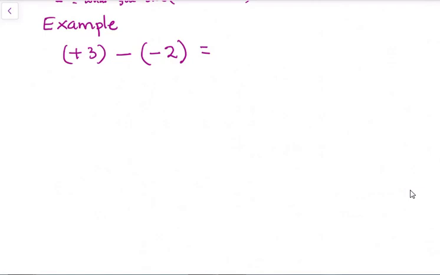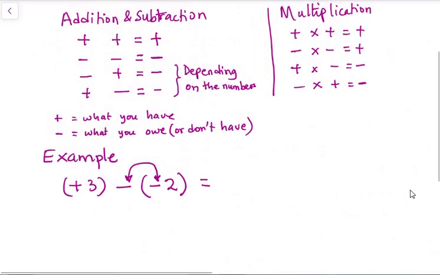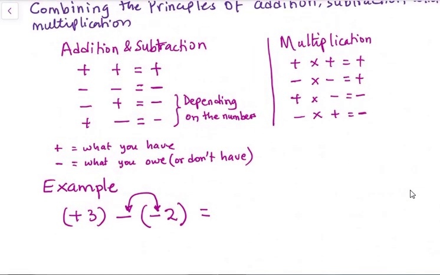Now, looking at this, you might be wondering, why do we have these multiple signs? This is telling us we are adding plus 3, subtracting it from minus 2. To make it easier, we need to give attention to these two signs, the one in bracket and the one outside it. And that brings us to looking at that principle that we talked about not too long ago, multiplication.